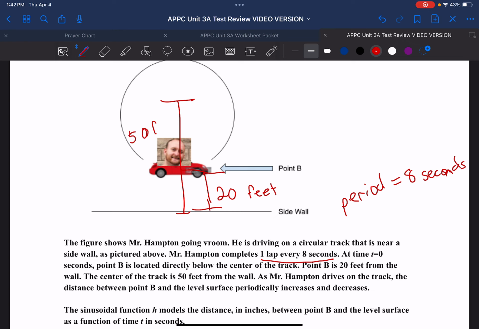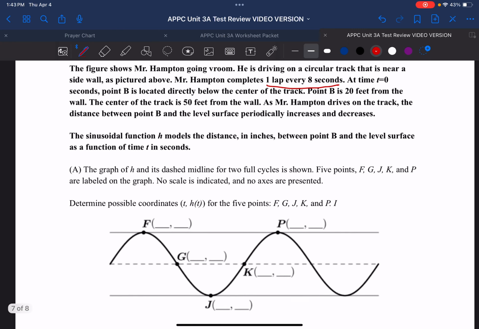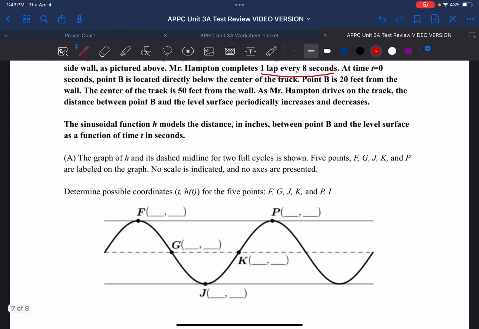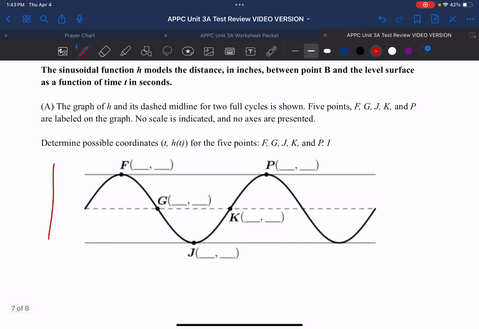As Mr. Hampton drives on the track, the distance between point B and the level surface periodically increases and decreases. And then it says we have a sinusoidal function that models the distance. You all know the drill by this point. We've done a lot of these similar problems. Remember, you need to label your y axes first, then label these.